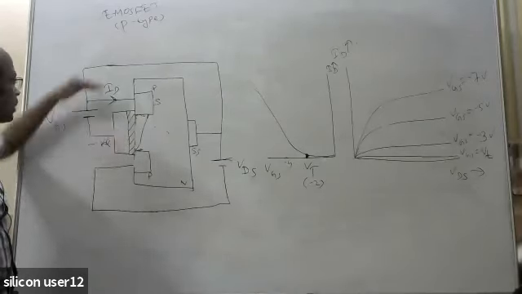Compared to the source, the gate should be negative. If the gate is negative in comparison to the source, then this PMOS will be switched on. So this much you should remember.